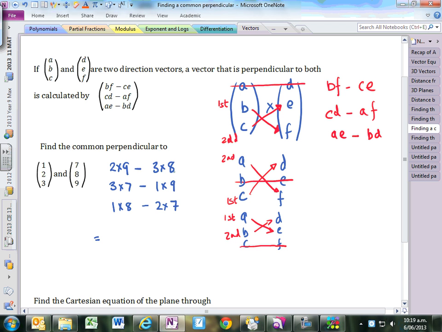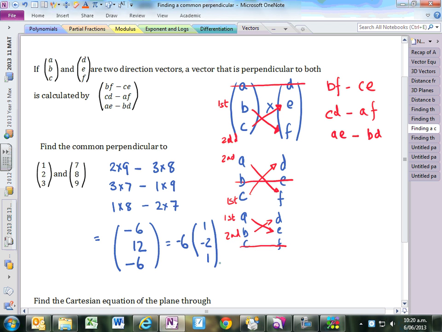So 18 minus 24 will give me minus 6. 7 minus 9, sorry, not 7. 21 minus 9, 12. 8 minus 14 gives me 6, minus 6 in fact. And there I get my vector 1, minus 2, 1.